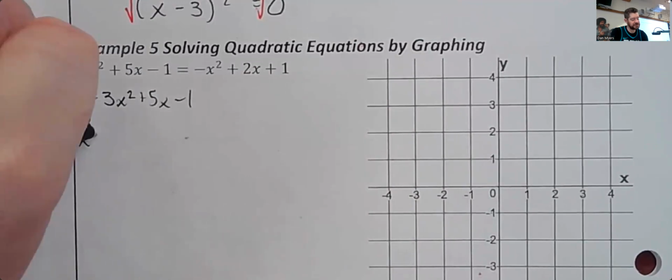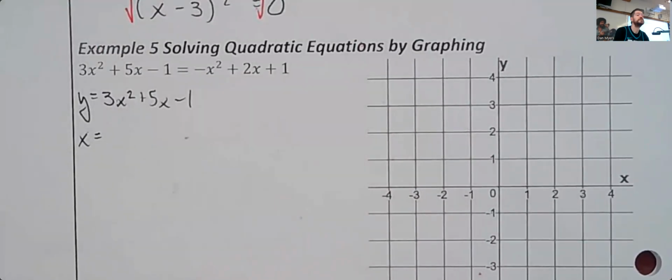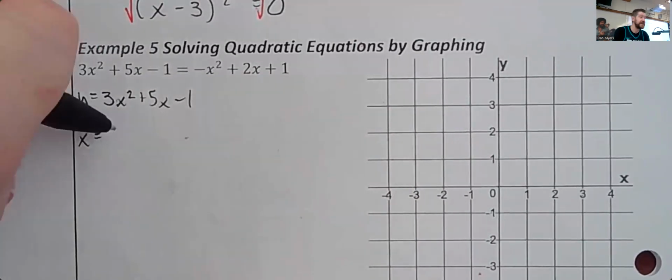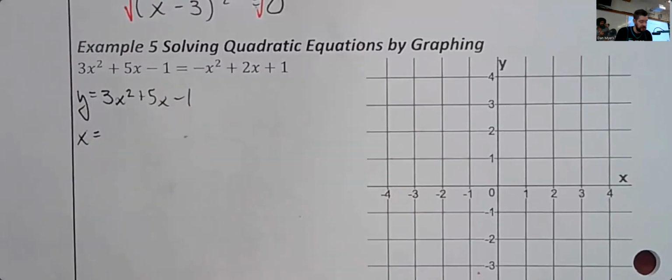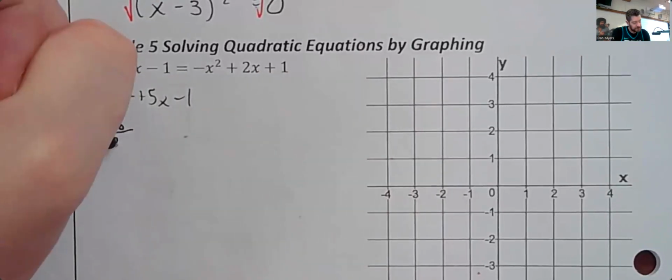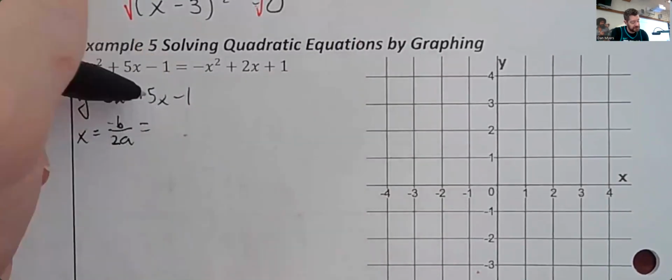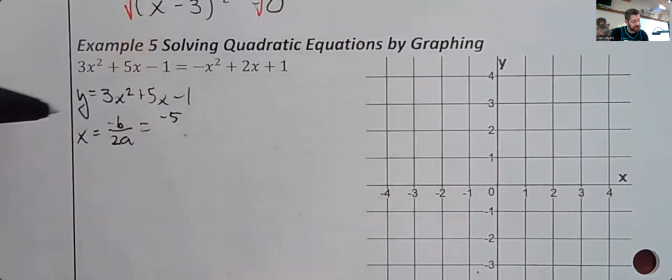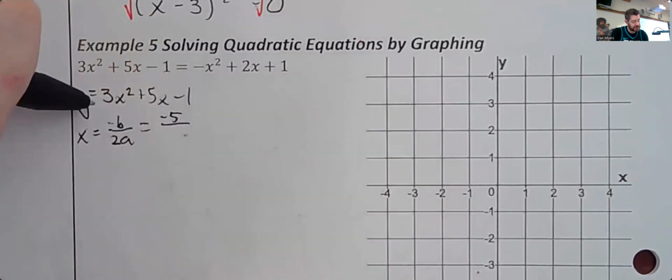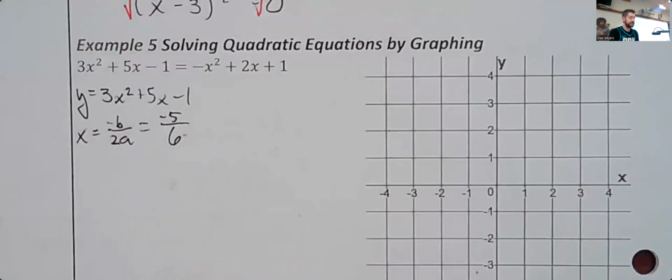It says x equals, what's that? Yeah, opposite of b over 2a. That is our axis of symmetry right there. And so what we're going to use is the opposite of b. Opposite of 5 would be -5, over 2 times a, which would be 2 times 3, which would be 6. So our axis of symmetry is at -5/6.